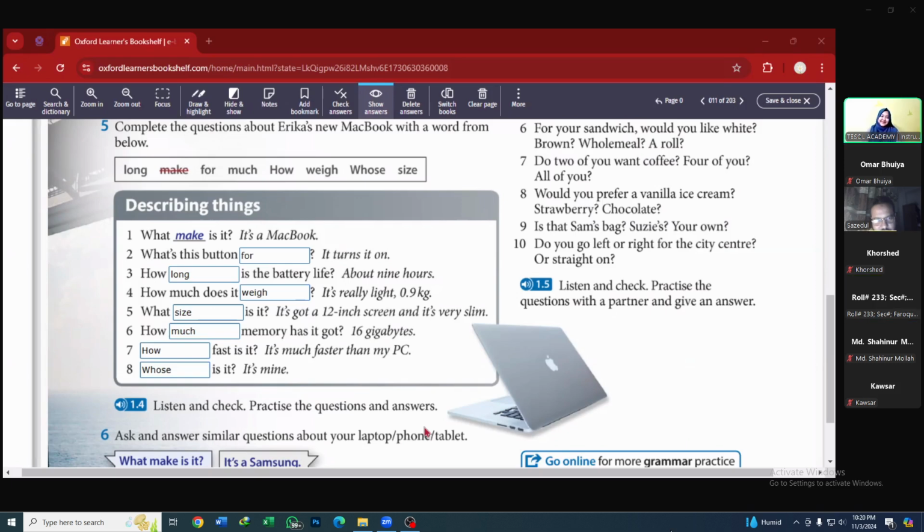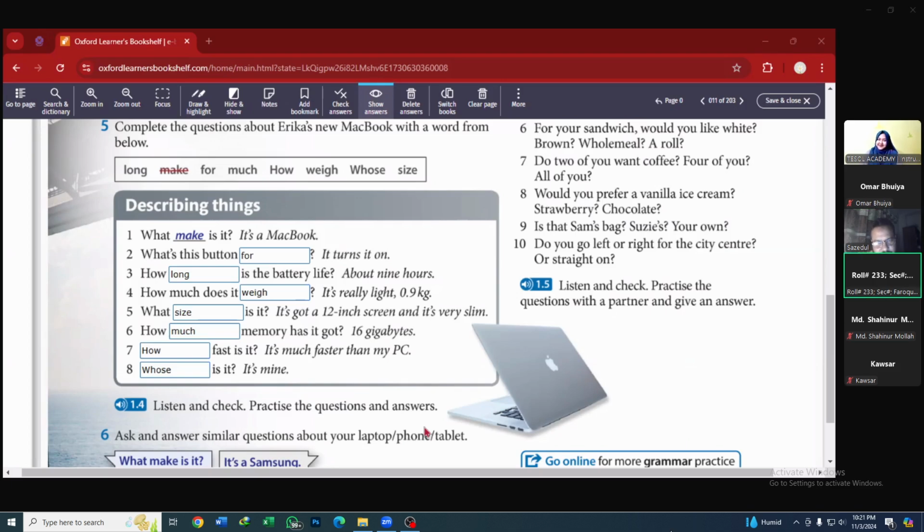Good. What's this button for? It turns it on. Okay. How long is the battery life? About 9 hours. How much does it weigh? It's really light. 0.9 kg. Good. What size is it? It's got a 12-inch screen and it's very slim.